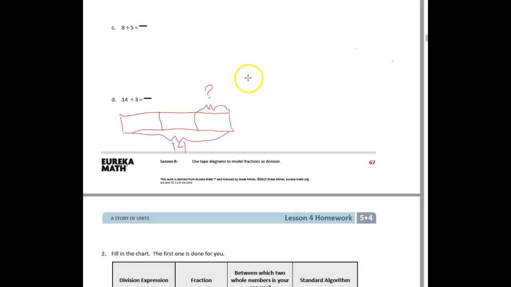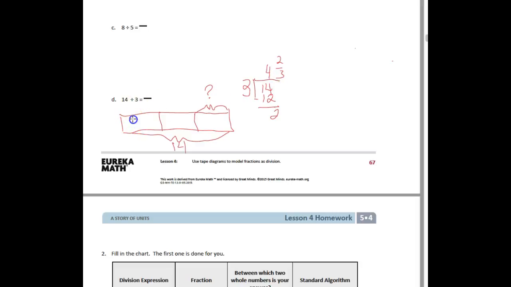So let's do the old-fashioned style division problem. 3 goes into 14 how many times? And we remember that 4 times 3 gets us 12. And when you subtract, you've got 2 left over. So 4 and 2 thirds.